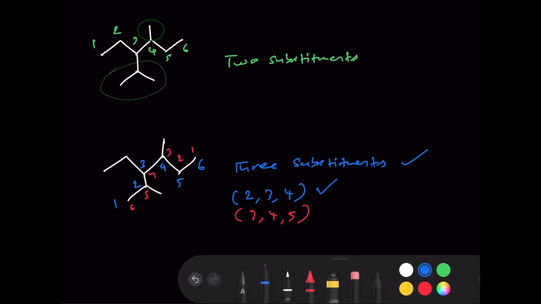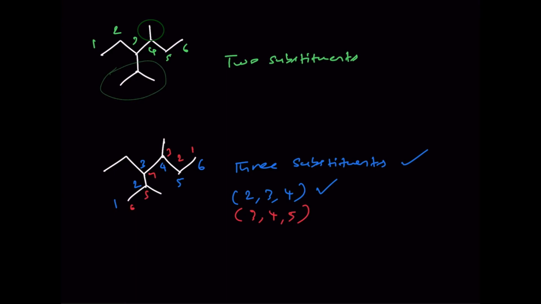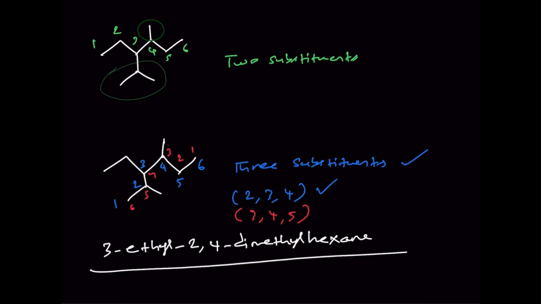So, the correct IUPAC name for this molecule is, once again follow the alphabetical order. So, 3-ethyl, that comes first. Instead of mentioning the methyl, you have to mention the ethyl group first, and then 2, 4-dimethyl, and then we have 6 carbon atoms in the parent chain, therefore hexane. 3-ethyl-2,4-dimethylhexane. That is the correct IUPAC name for this molecule.